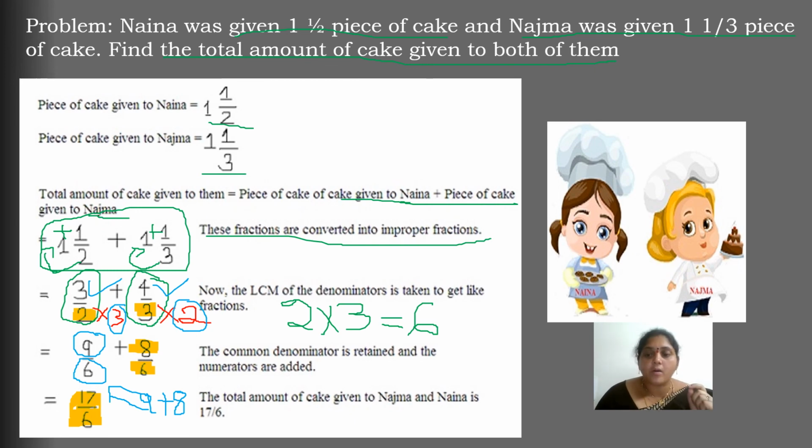When you are adding or subtracting mixed fractions, just convert them into improper fractions. Compare whether they are like or unlike. Then only you proceed as your normal addition and subtraction of fractions.